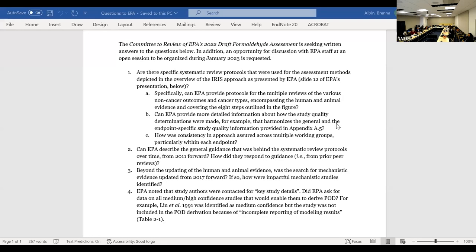No, we did not use HAWC for any of the study evaluations for formaldehyde. That was a tool that was developed after the formaldehyde assessment was suspended in 2017. We did, however, use HAWC for the systematic evidence map when we updated the literature after 2017, when it was unsuspended. In 2021, we did use HAWC for the literature tree diagrams, things like that. We didn't use it for the study evaluations, though.